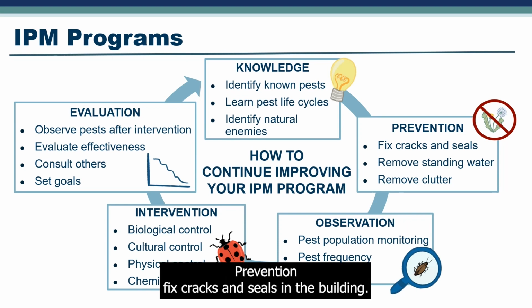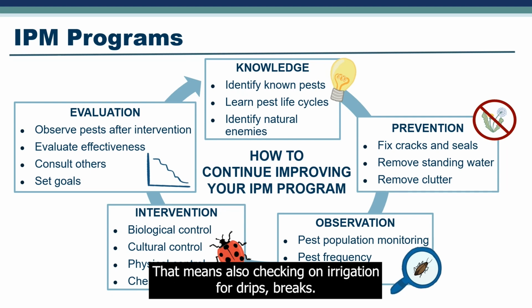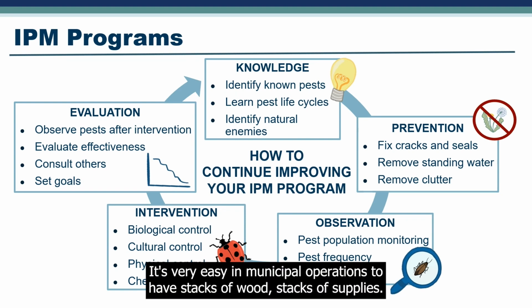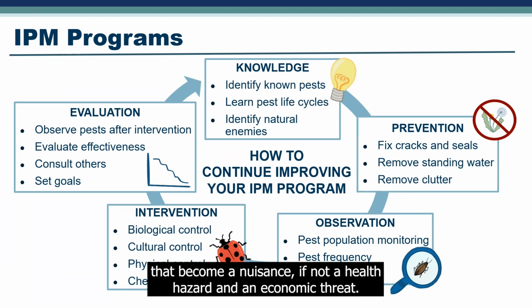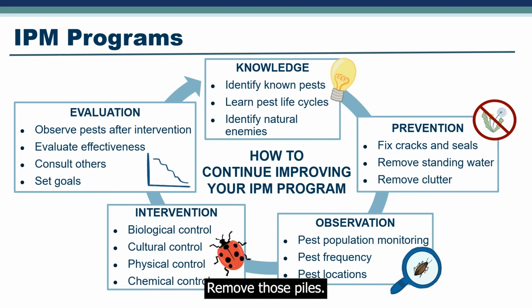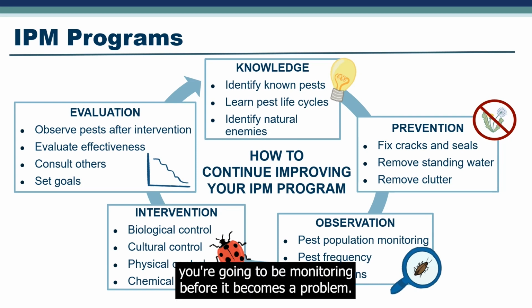Prevention: fix cracks and seals in the building. Make sure that things can't come in. Remove standing water. That means also checking on irrigation for drips, breaks. Remove clutter. It's very easy in municipal operations to have stacks of wood, stacks of supplies. You might be making hiding spots for rats, spiders, all kinds of things that become a nuisance, if not a health hazard and an economic threat. Remove those piles.